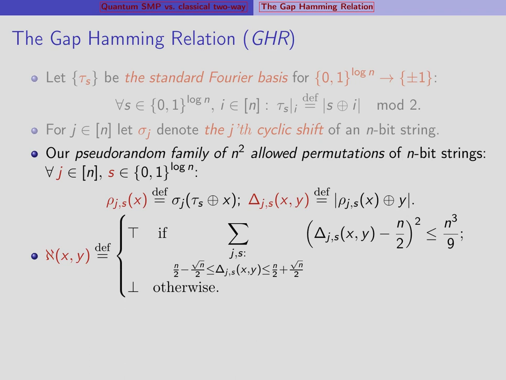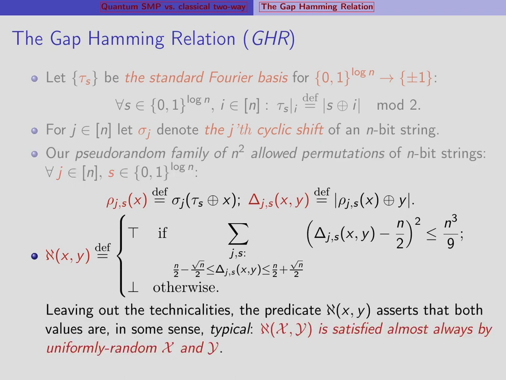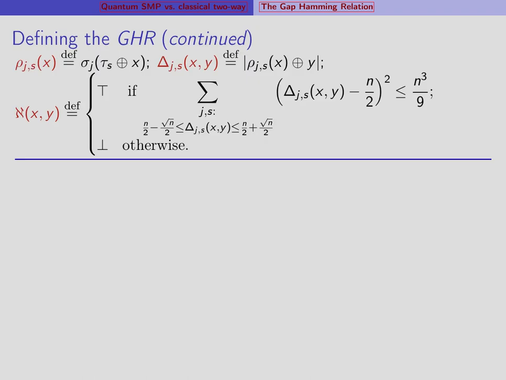The predicate is a little bit technical, and technicalities are currently not very important for us. What is important is the fact that aleph of x and y is satisfied almost always by a uniformly random pair of strings x and y. In other words, we can think about aleph as a typical property of a uniformly random pair of n-bit strings. So far we have defined the transformations rho, predicates functions delta, and a predicate aleph.